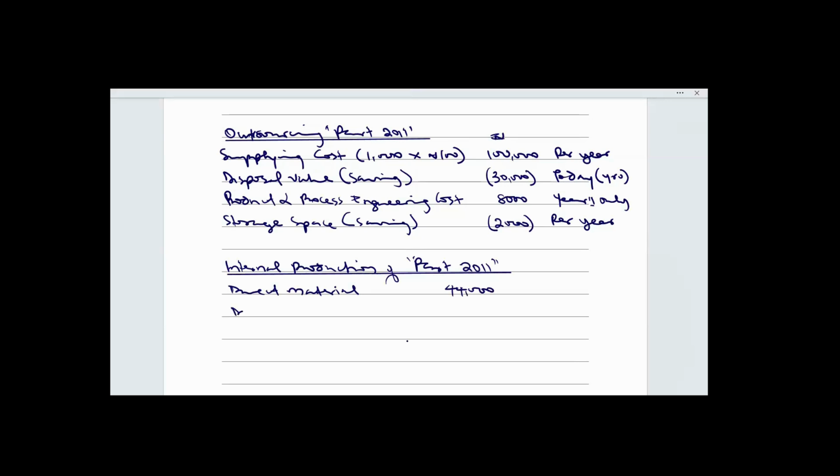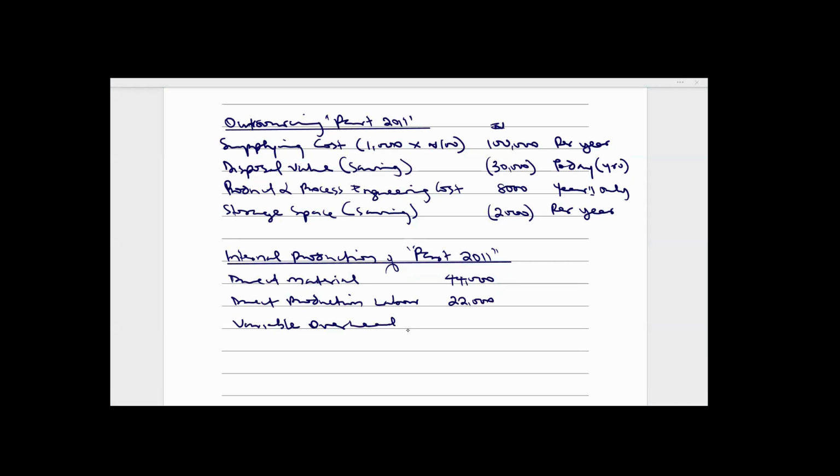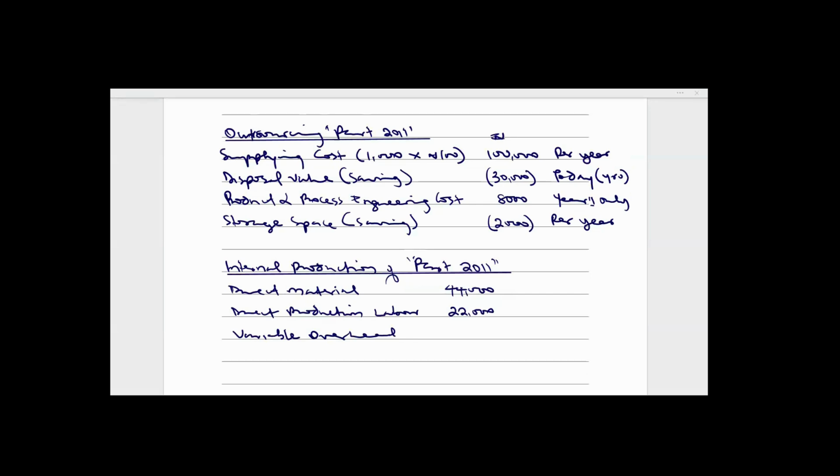Okay, then we have direct production labor. Direct production labor, we are told, is 22,000 naira. Then we have variable overhead. How much is variable overhead? That is variable production overhead of 14,000. Variable production overhead is 14,000. Then we have product and process engineering. The examiner has told us that the product and process engineering will be incurred to ensure smooth production run.